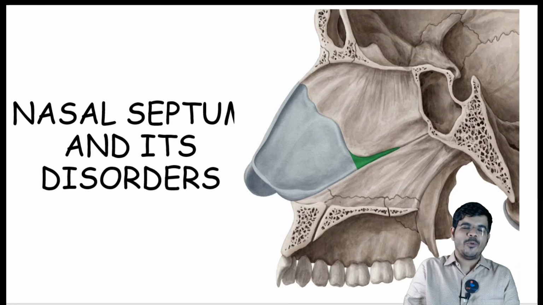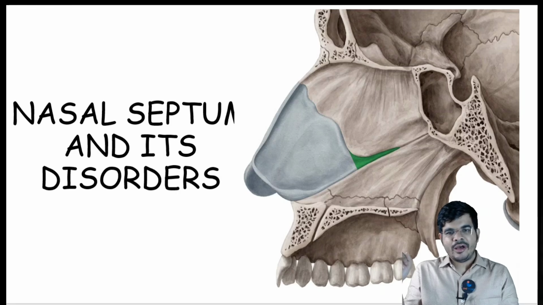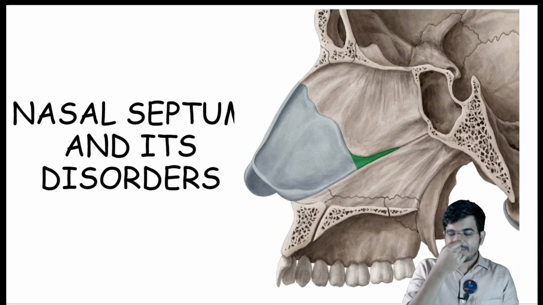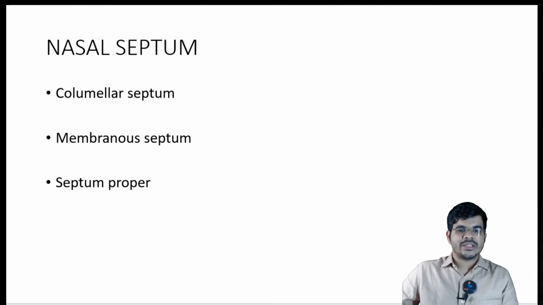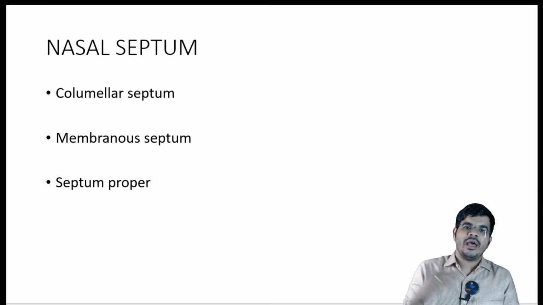The nasal septum can be broadly divided into three parts: the columnar septum, the membranous septum that you can palpate, and the septum proper, which is seen posteriorly. This whole part will be the septum proper and this small area will be the membranous septum. The columnar septum is the part that you see here, formed by the medial crura of the lower lateral cartilages fused together. So totally you have got three types of septum: the columnar septum, membranous septum, and the septum proper.